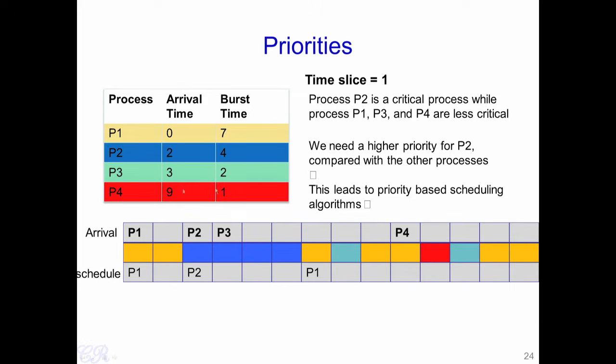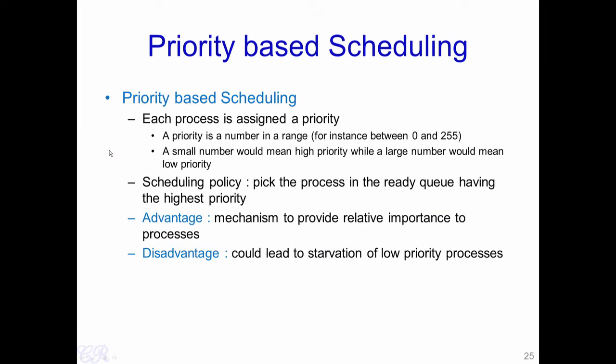Scheduling algorithms which take care of such priorities among processes are known as priority based scheduling algorithms, and this is what we are going to study in this video lecture. In a priority based scheduling algorithm, each process is assigned a priority number. A priority number is nothing but a number within a particular range, and this range is predefined by the operating system. For instance, the priority range is between 0 and 255. Therefore, every process that is executed would be assigned a priority number between 0 and 255.